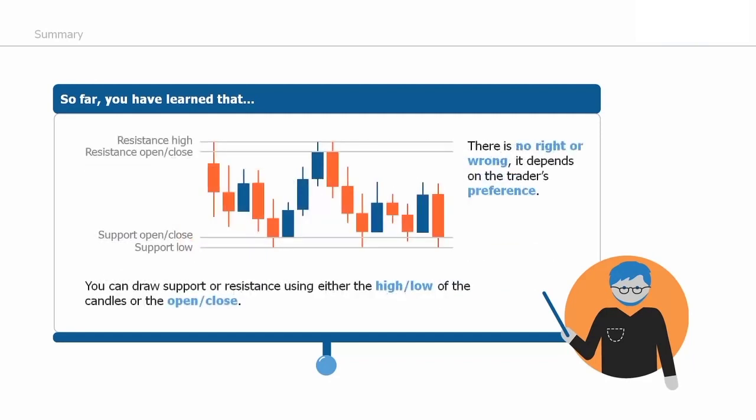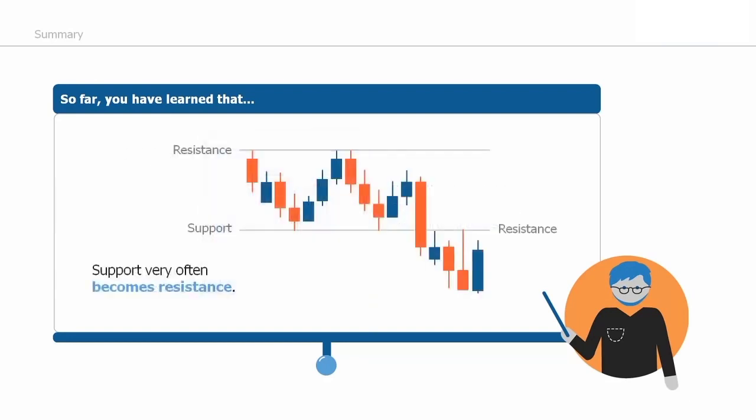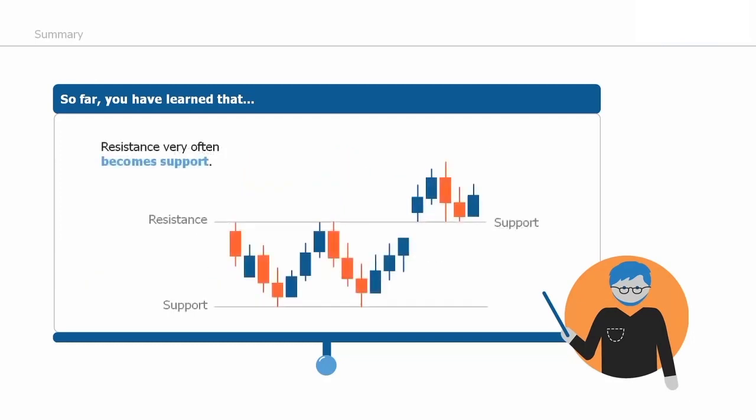You also saw that it is possible to draw support or resistance on either the high, low of the candles or on the open or close. There is no right or wrong way to do this. It just depends on your preference. The support and resistance levels are not set in stone, but they are very often zones. Furthermore, you learned that often support can become resistance. And resistance often becomes support.